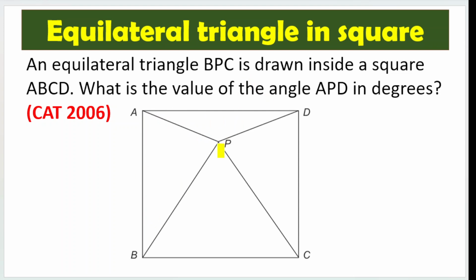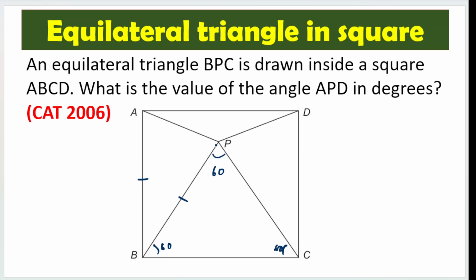Right. Now we have to find what is the angle APD in degrees. Right. What is this angle? First, let's write what we know. We know this is 60 degrees. This is 60. So this is also 60. This is also 60. Right.